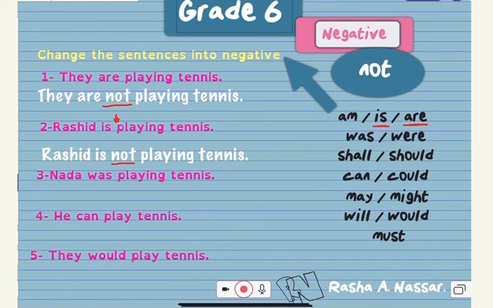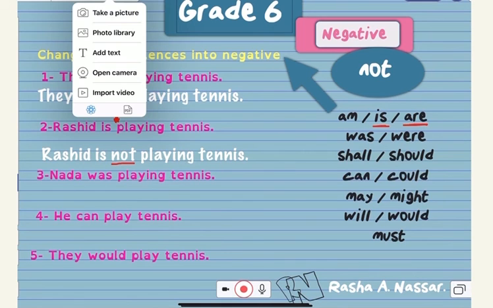Let's see number 3. Nada was playing tennis. The same sentence but with a different auxiliary verb. So here I see was. When I see was, how can I change the sentence into negative? I just use not. So I will put not after was.